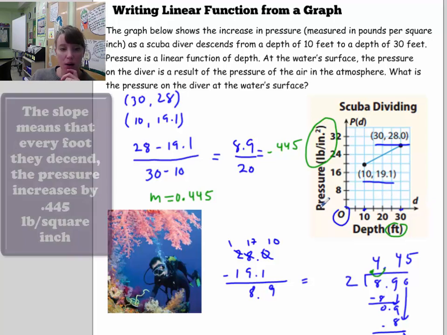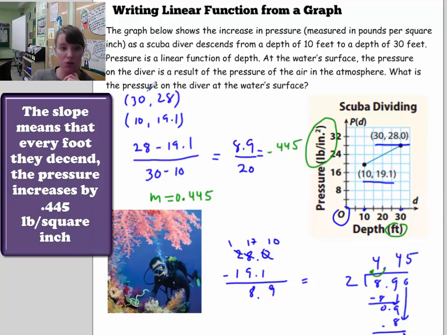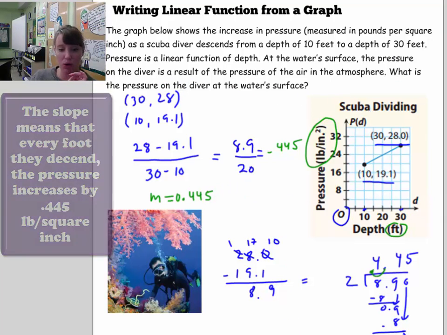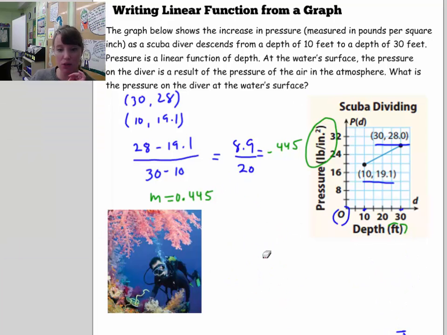But this hasn't answered our question yet, because the question is, what is the pressure on the diver at the water surface? So we just found the slope. In order to find the y-intercept, we're going to use that trick that we showed you before, which is take one of the points. I'm going to take this top point up here and put it into the equation. So this is my x, this is my y. So I have 28 is equal to 0.445 times 30 plus b.